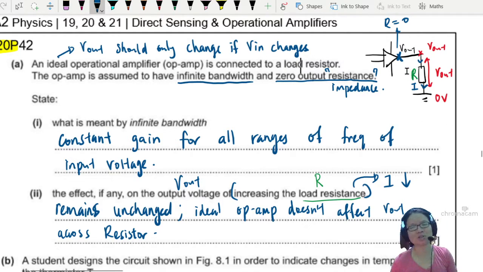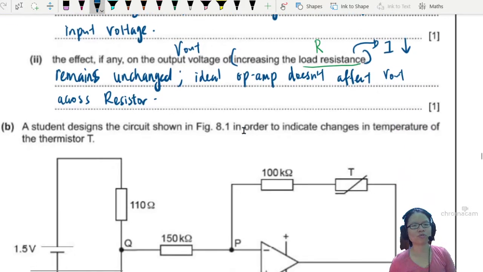Alright, you change this resistor, no problem. You change the resistor that's directly connected inside here, then no problem. Okay? So think about that. We're going to move on to B.